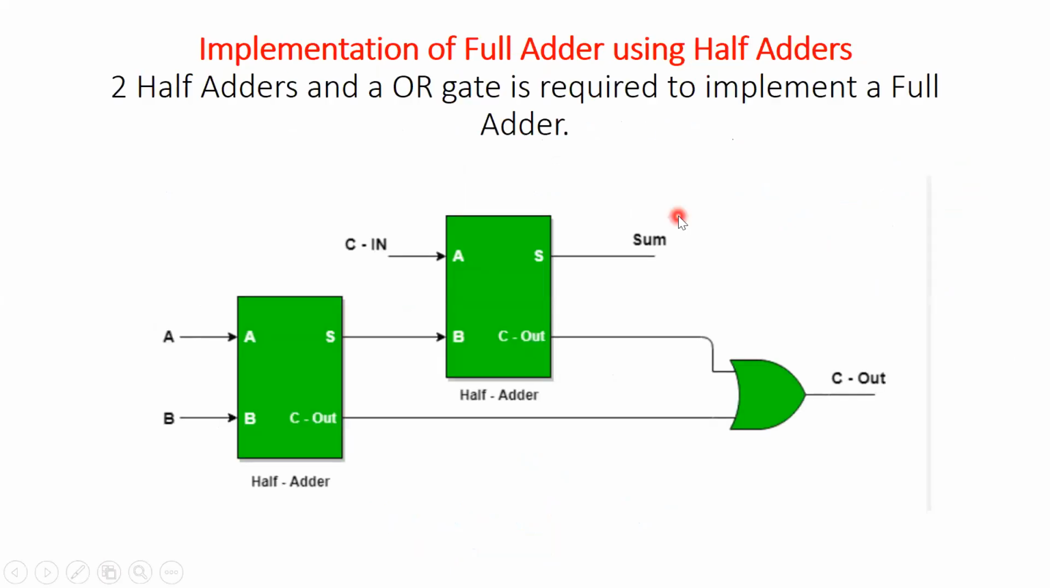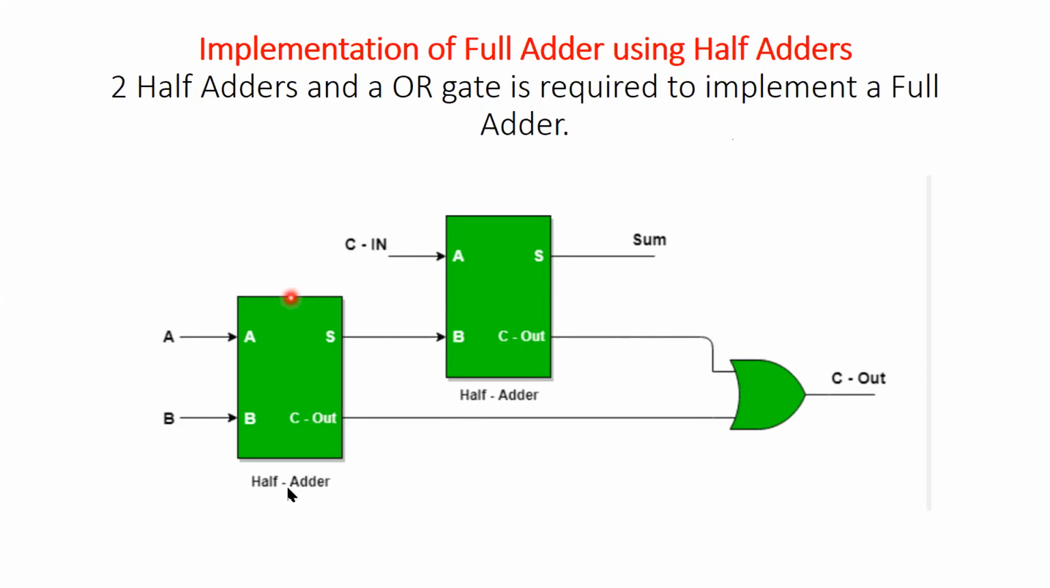Now suppose, this is one more question that comes in the exam, the implementation of full adder using half adder circuit. We have studied half adder, and now we have studied full adder. You already know the circuit of half adder, so they tell you to implement full adder using half adder. Two half adders make one full adder, and then I require an OR gate to implement the full adder circuit. So this is your block diagram.